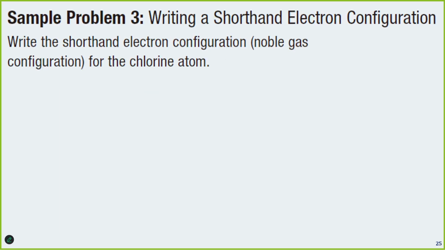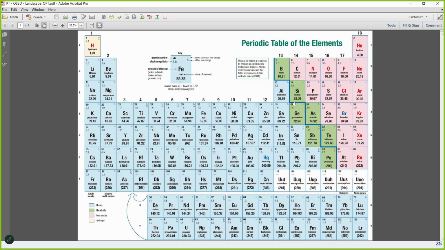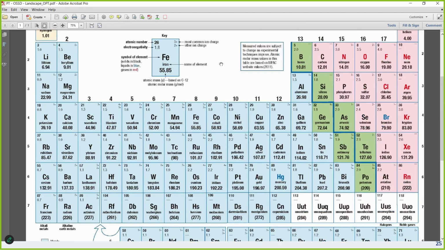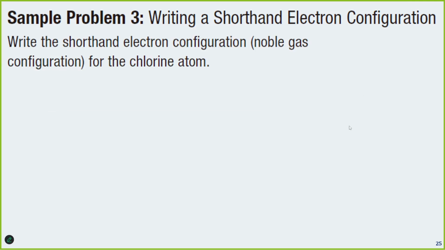Write the shorthand electron configuration or noble gas configuration for the chlorine atom. So I'll show you the periodic table here. You need to find the location of chlorine, right? So what is the atomic number of chlorine? Chlorine is here, right? Its atomic number is 17. So in the neutral atom there are 17 electrons, right? Then are you able to write its electron configuration?